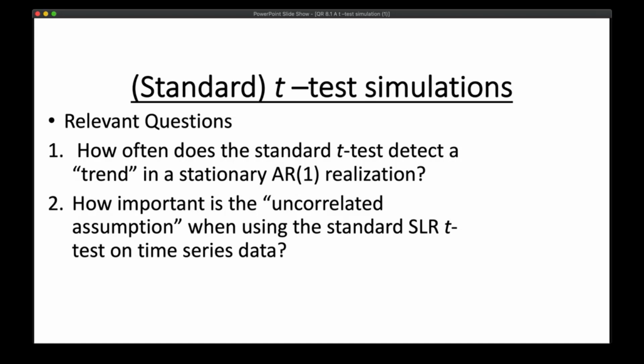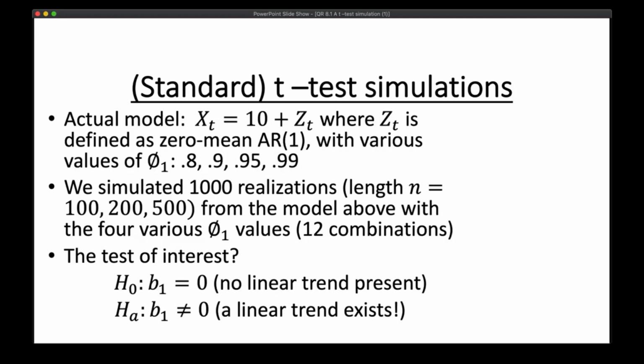And very related to that is, how important is the uncorrelated assumption when using the standard t-test, SLR standing for simple linear regression? If you use the standard t-test, how important was that assumption that you learned when you first took an intro stat class, when you heard that the errors need to be independent? For us, we're saying uncorrelated. So how important was that really? And that's what the simulation is going to reveal to us. So let's go ahead and set up the simulation.